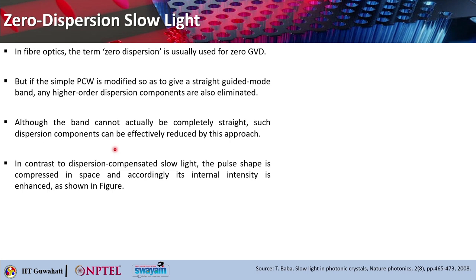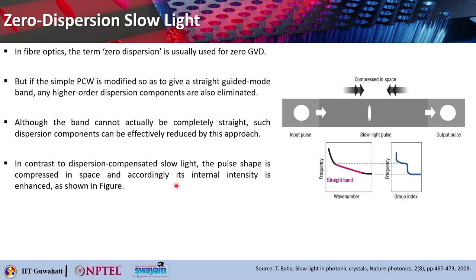In contrast to dispersion compensated slow light, the pulse shape is also compressed in space and accordingly its internal intensity is enhanced, as you can see in this figure. So it shows compression in space. This is the input pulse, this is the output pulse, and this is the slow light pulse, which is compressed in space. This is the corresponding plot of frequency versus wave number, and this is the group velocity versus frequency. Therefore, the approach is effective for enhancement of optical nonlinearities.